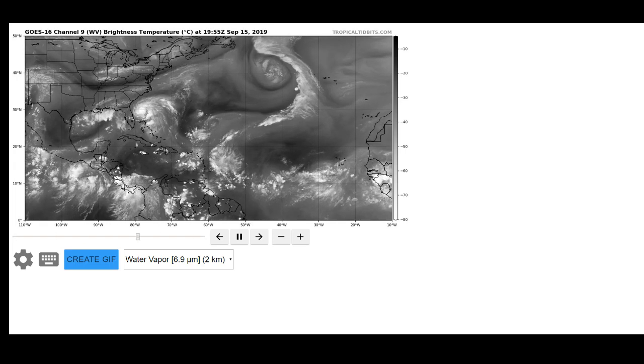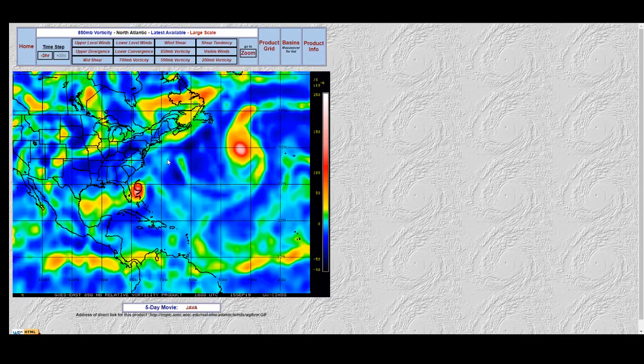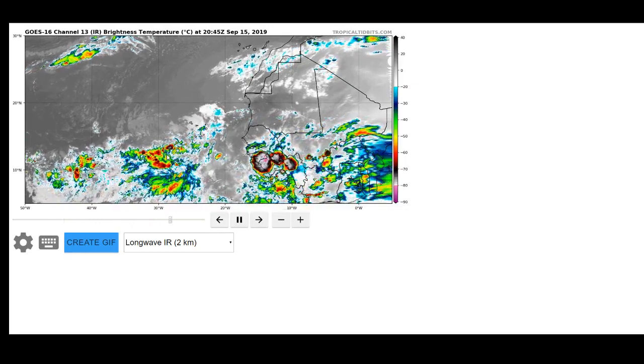So first we're going to look at the overall view of the Atlantic and the vorticity. You can see we have two areas of low level vorticity here in the Gulf of Mexico, and two very similar areas along this monsoon trough. You can see there's a stronger area of vorticity on the respective ends of the monsoon trough.